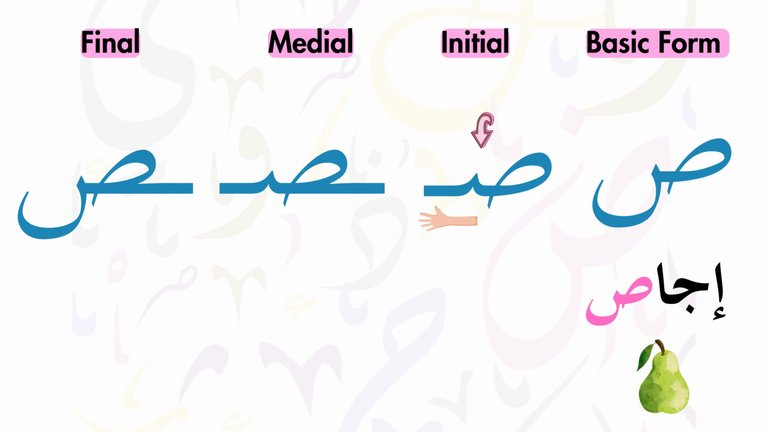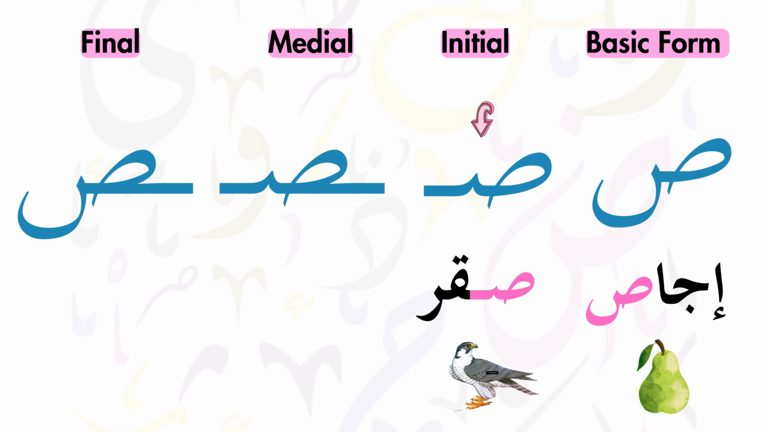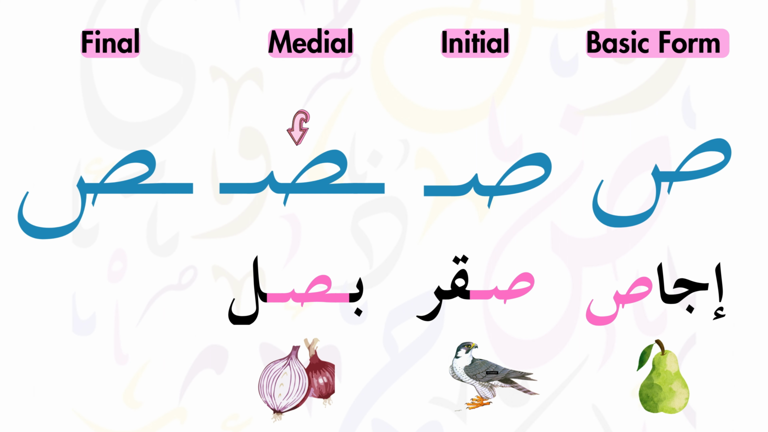Then I have the initial form, which is starting the word and has only one hand from the left, like in the word صقر, which means falcon. Then the medial form, for the Saad, it has one hand from the right and another hand from the left, like in the word بصل, which means onion.